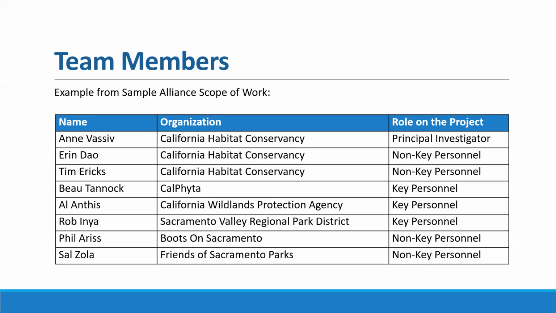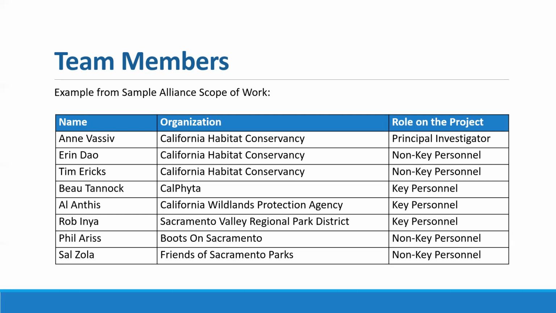And so here we have an example from the previously noted Alliance sample scope of work. Here we see that there is a single principal investigator listed. There's a number of non-key personnel listed, and then a number of key personnel listed.